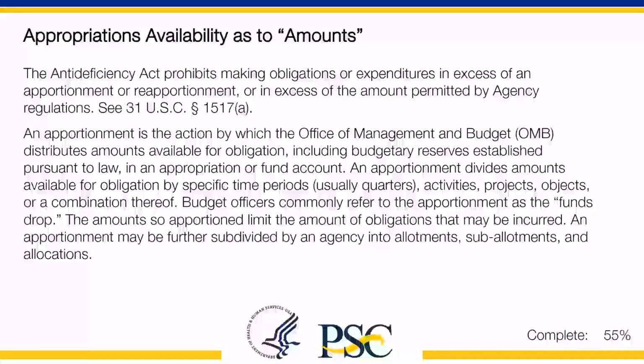An apportionment is the action by which the Office of Management and Budget, OMB, distributes amounts available for obligation, including budgetary reserves established pursuant to law, in an appropriation or fund account. An apportionment divides amounts available for obligation by specific time periods, usually quarters, activities, projects, objects, or a combination thereof. Budget officers commonly refer to the apportionment as the funds drop. The amounts so apportioned limit the amount of obligations that may be incurred. An apportionment may be further subdivided by an agency into allotments, sub-allotments, and allocations.